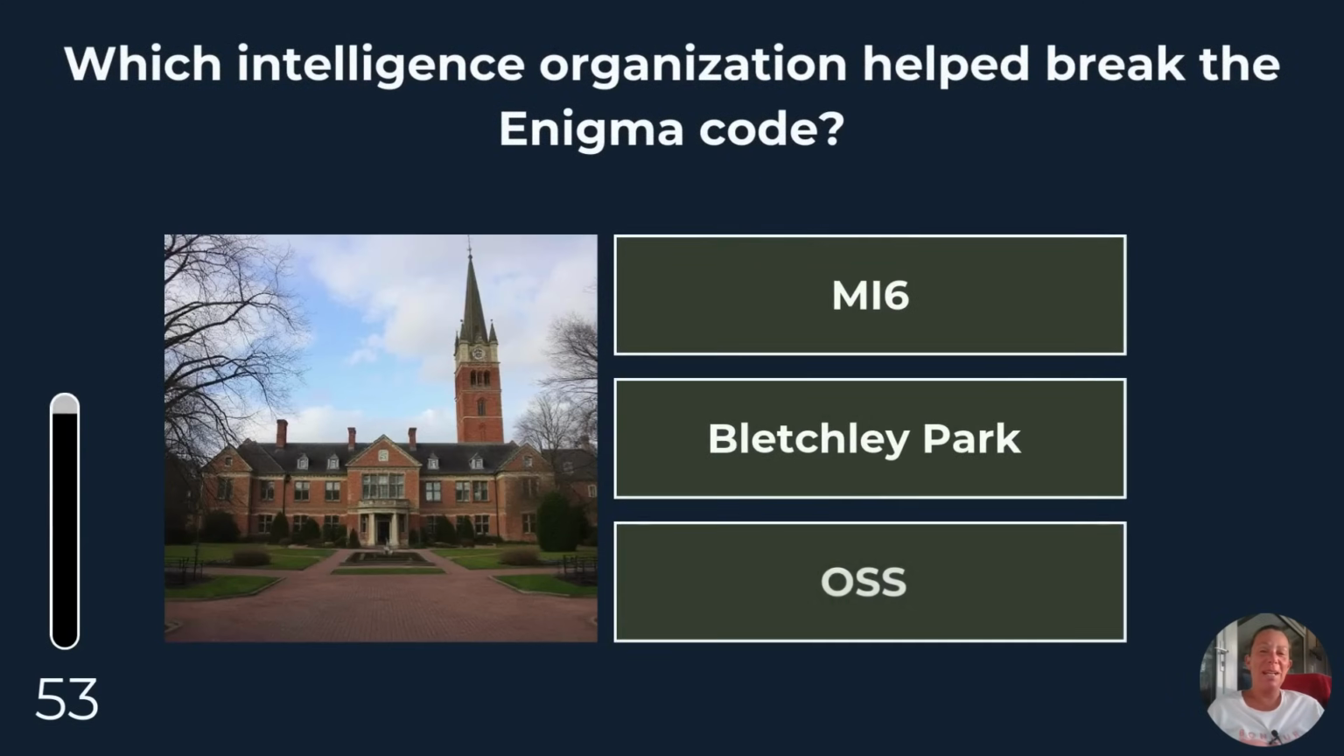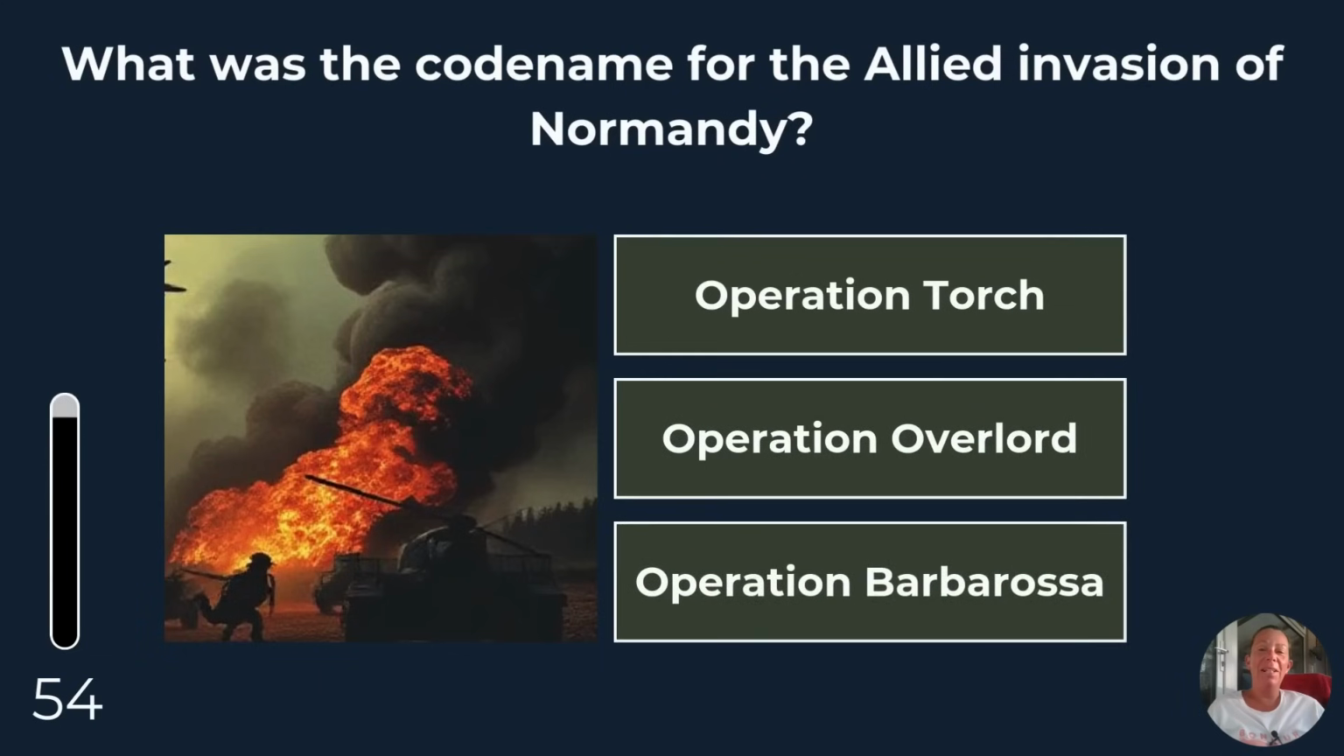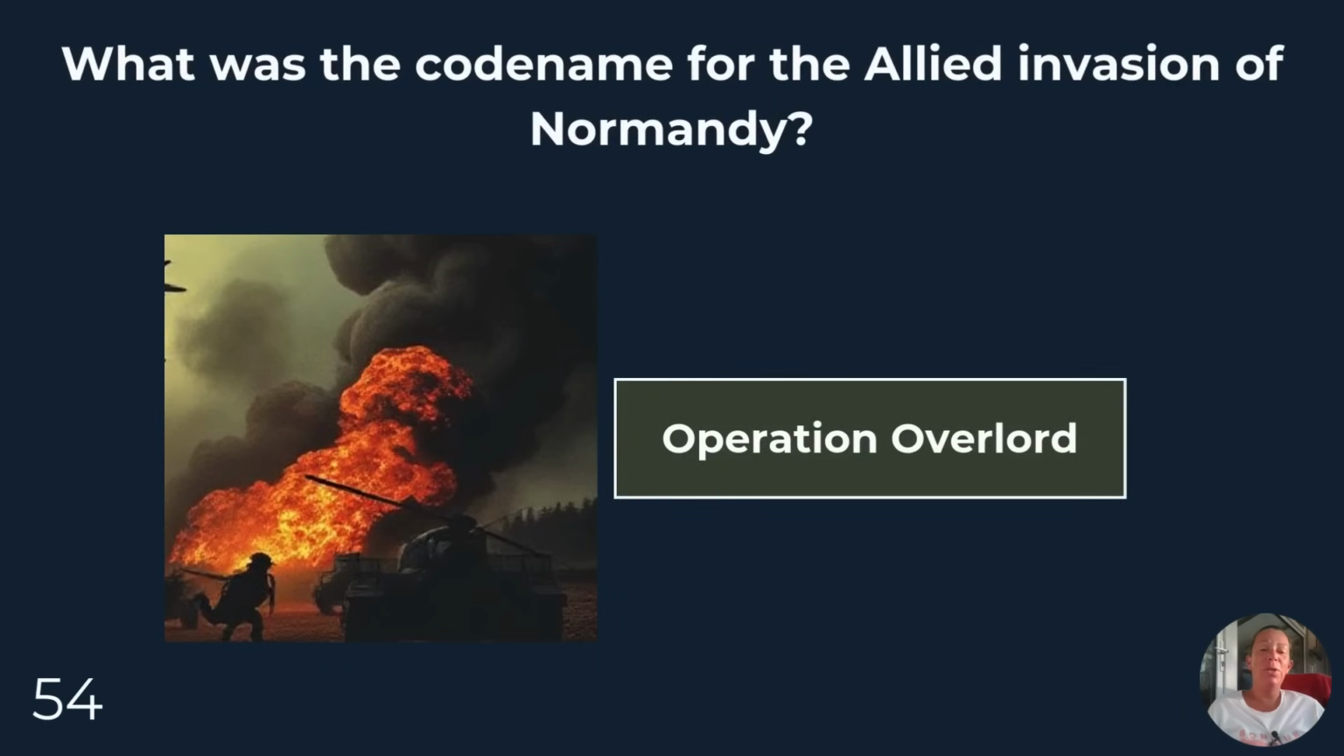Which intelligence organisation helped break the Enigma code? MI6, Bletchley Park, or OSS? Bletchley Park. What was the code name for the Allied invasion of Normandy? Operation Torch, Operation Overlord, or Operation Barbarossa? Operation Overlord.